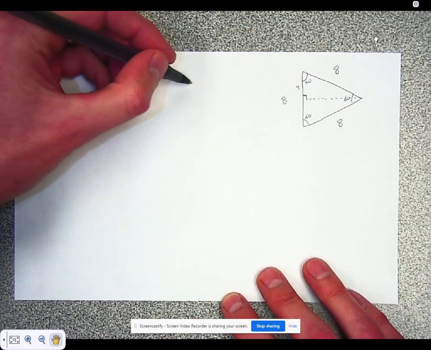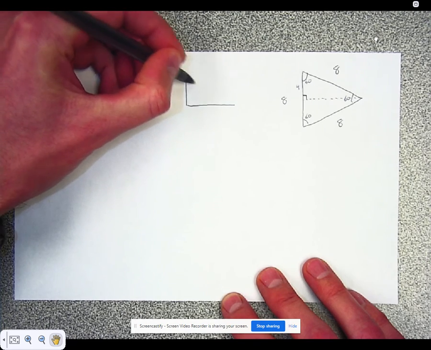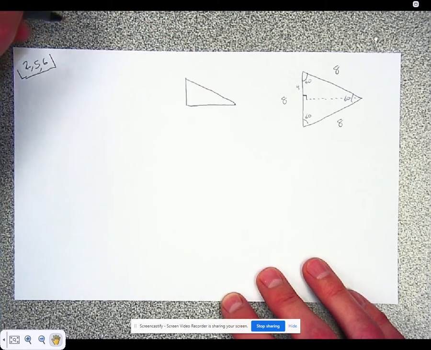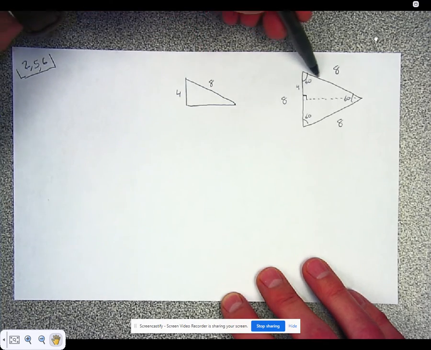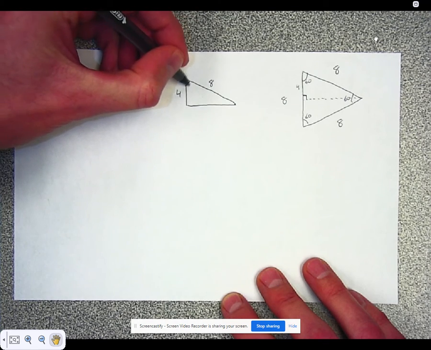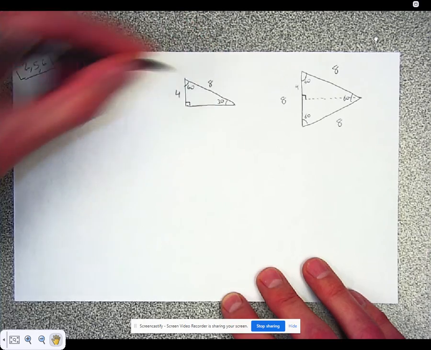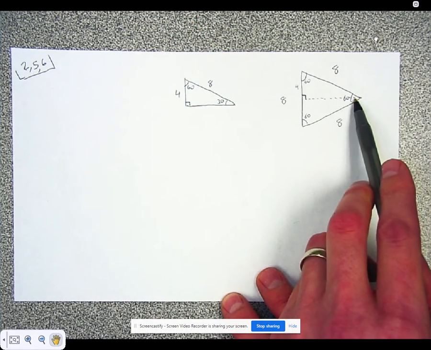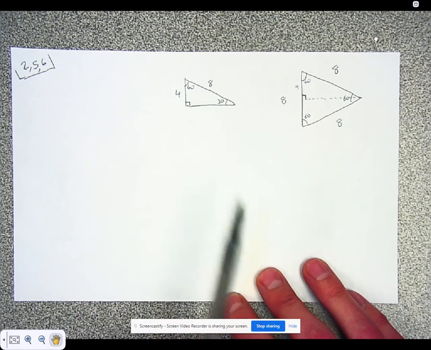So I'm going to redraw that top half of the triangle. So this is the top part there. I said this was 4. This is still 8. That really hasn't changed. That's still 8. This angle is still 60. And because I split the angle at the end here, this now is 30. So that's where we're getting the 30, 60, 90 triangle from.